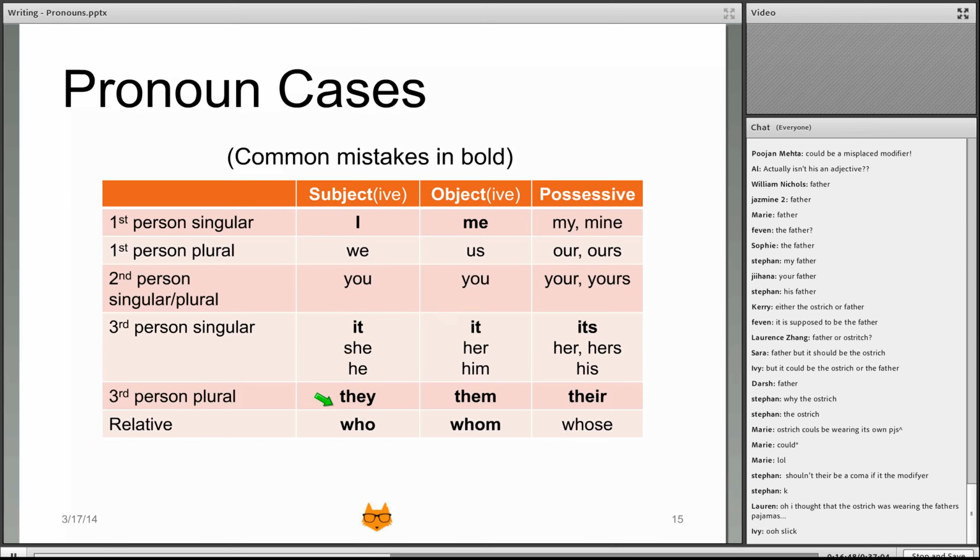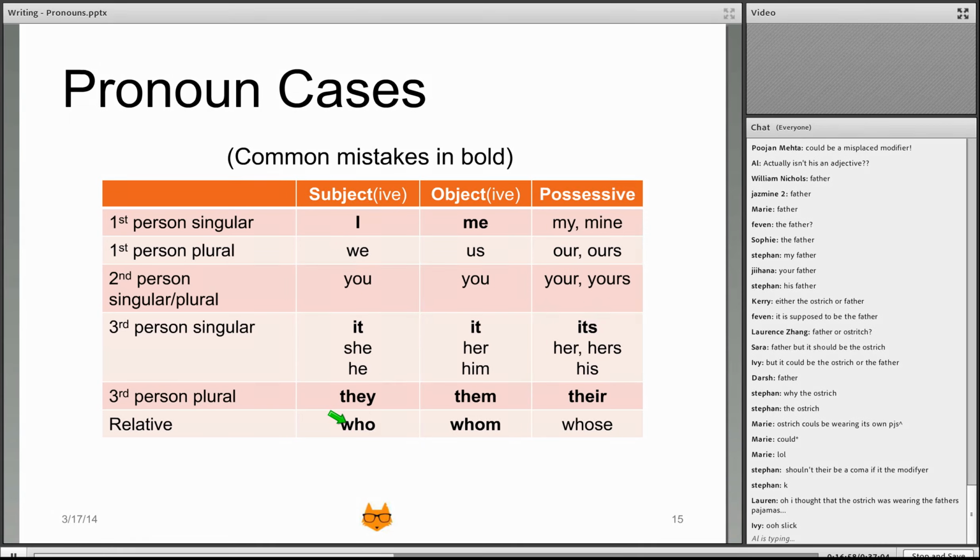Now, a couple other things, who versus whom, I think are 2 of the most hated pronouns of all time in terms of figuring out how to use these. And here is the explanation for when to use which one. You use who when you're in a subject case, and you use whom when you're dealing with an object case.